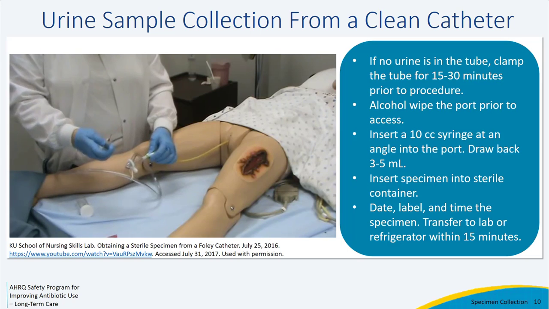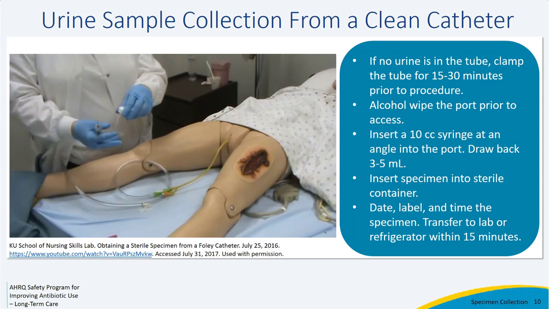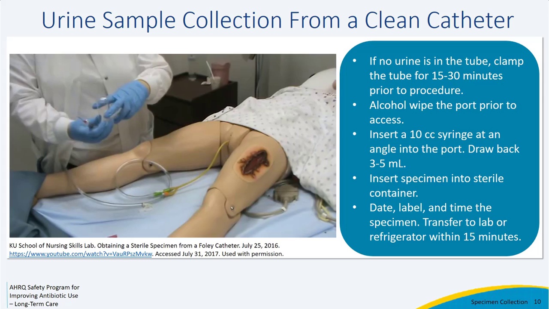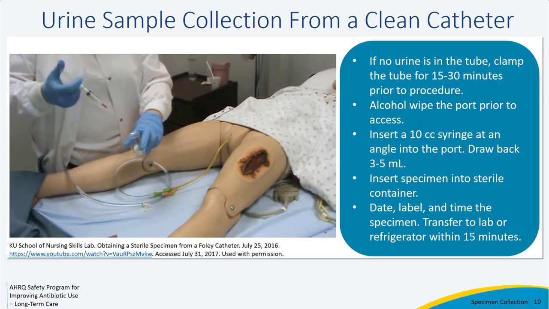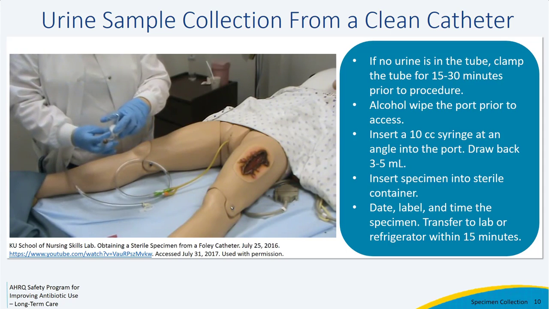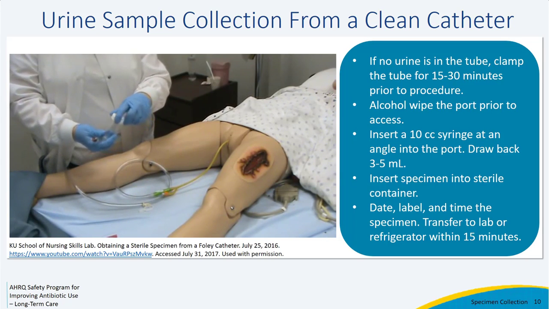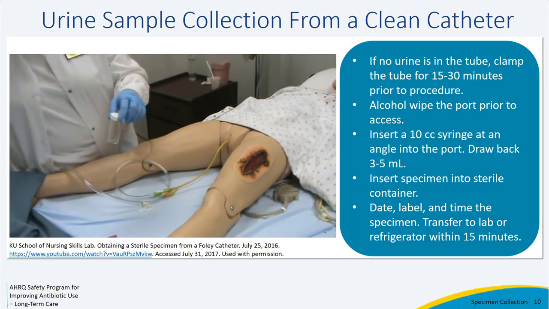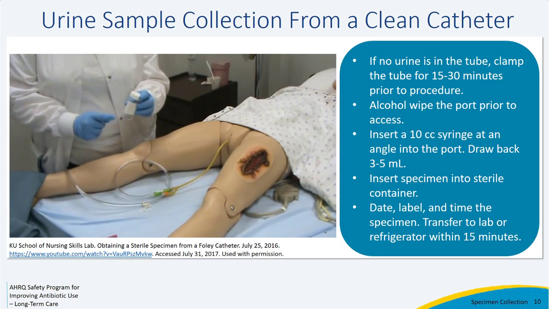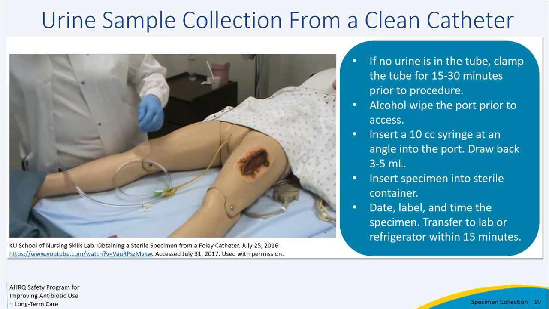Remove your syringe, unclamp the catheter, take your sterile specimen container, make sure that the lid stays in a downward position, insert your urine into the tube, flip up your safety cap on your needle, screw the cover on, make sure that you date, label, and time this. It needs to get to the lab within 15 minutes to remain viable, and so that bacteria does not grow.